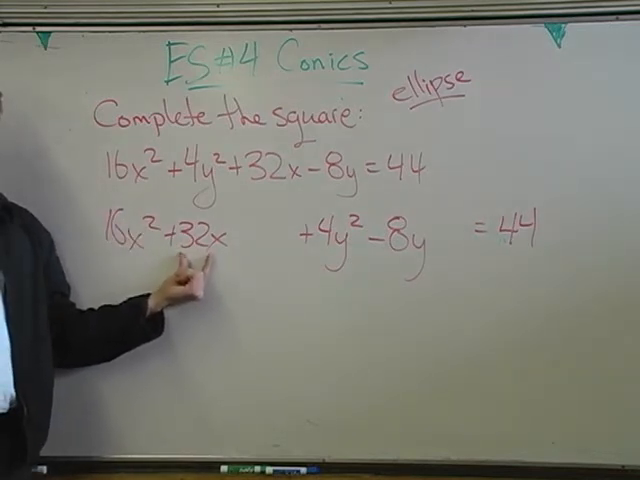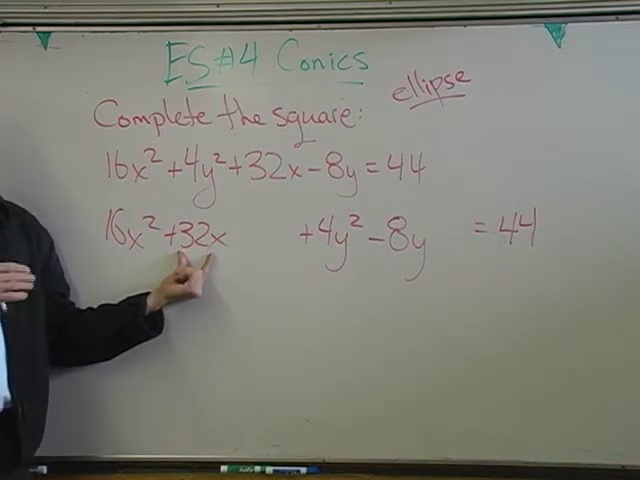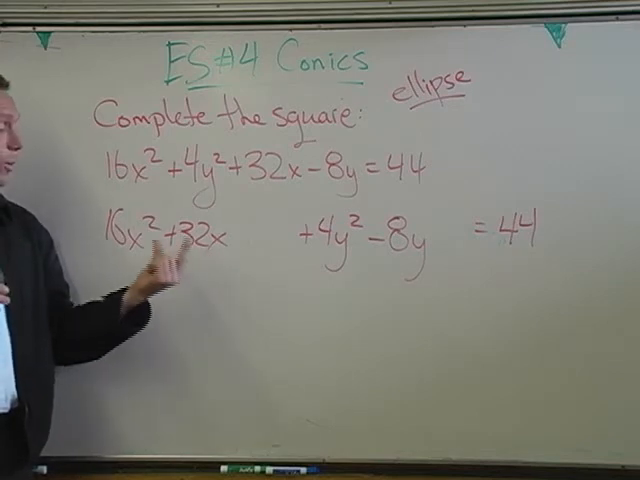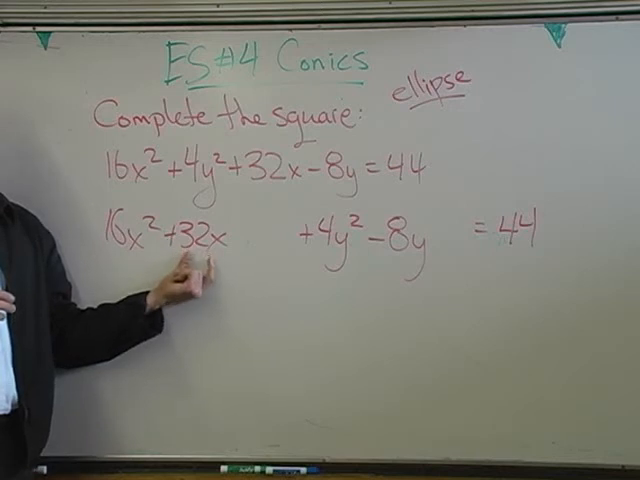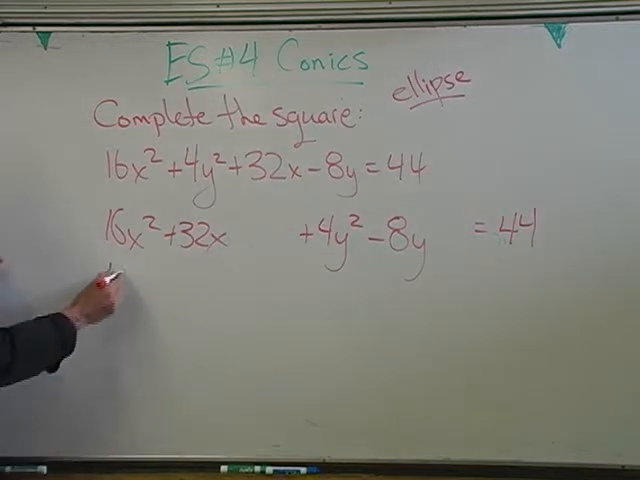Yes, it's going to be the b term, or the middle term, that we take half and square, but we can't take half of 32 just yet. What do we have to do? You have to take out 16. All right, we have to factor out the 16.